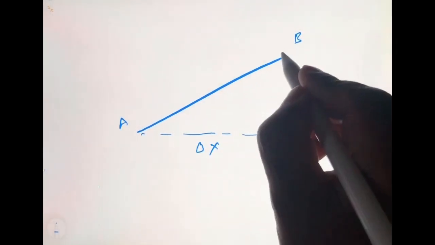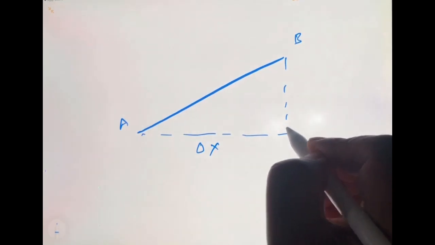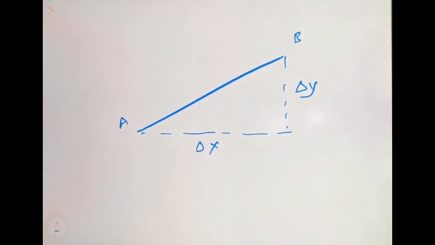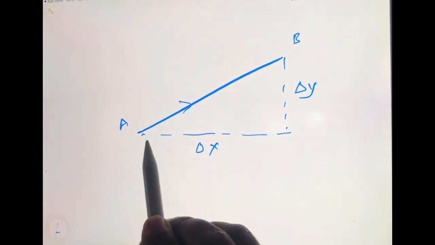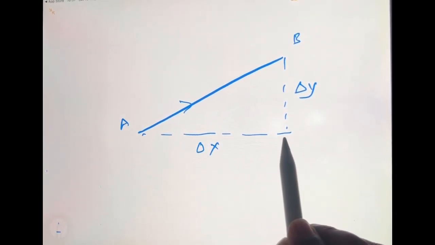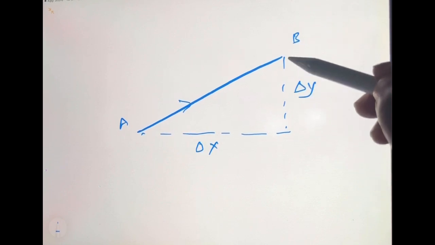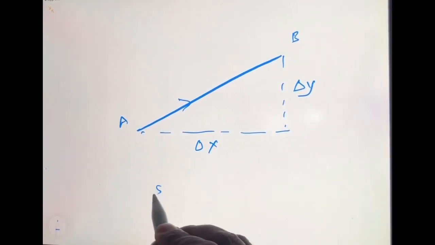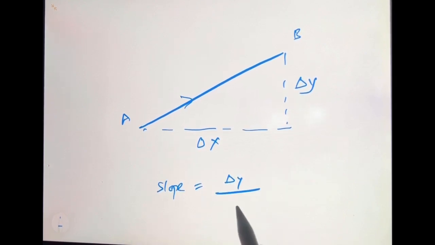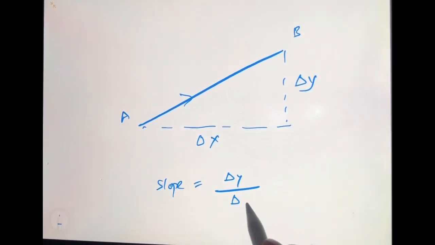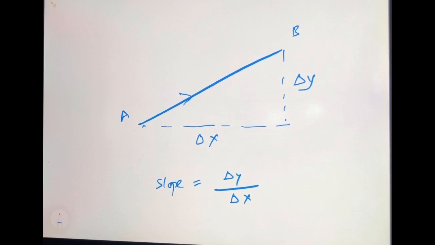But also as you go from A to B, you are covering a vertical distance which we call delta y. So in going along this slope from A to B, you have moved a certain horizontal distance, but you have also gained a certain vertical height. So the slope of this particular graph is defined as the ratio between the vertical height and the horizontal distance.